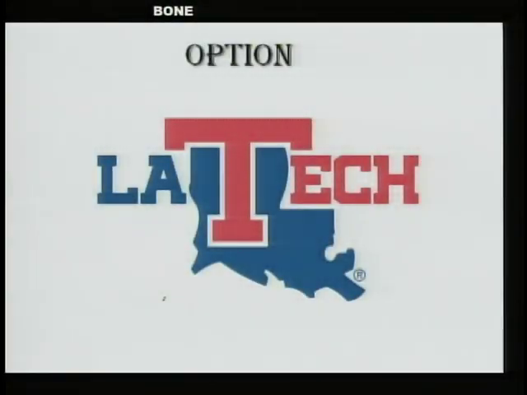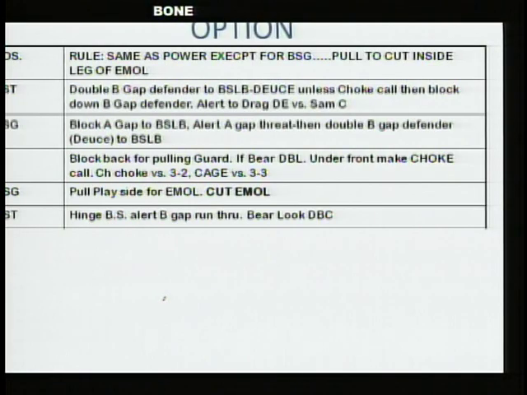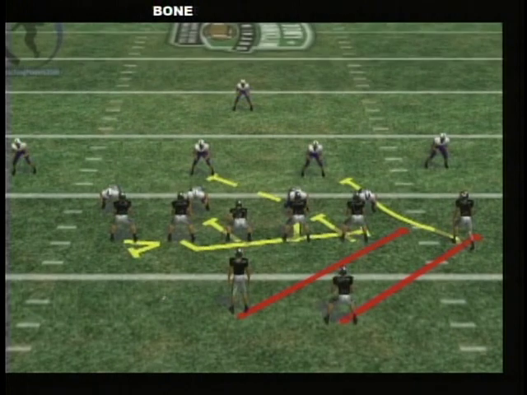The next concept is going to be the option concept. And we played with the option concept, but we ended up going back to our old school option, so we won't spend a lot of time on this. All right, like Coach said, we played around with it.